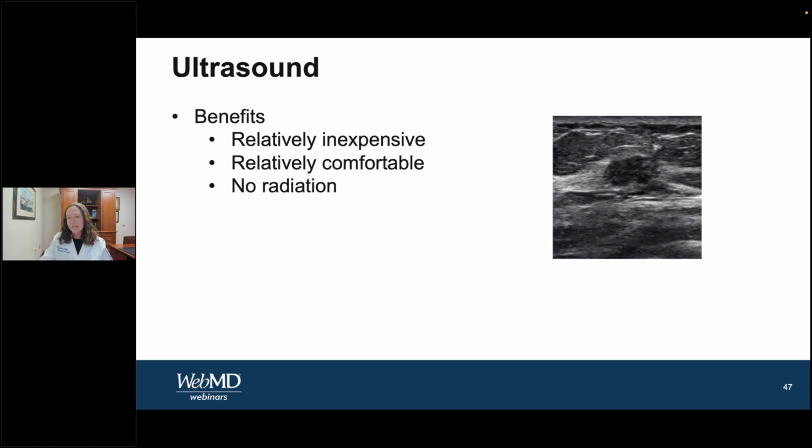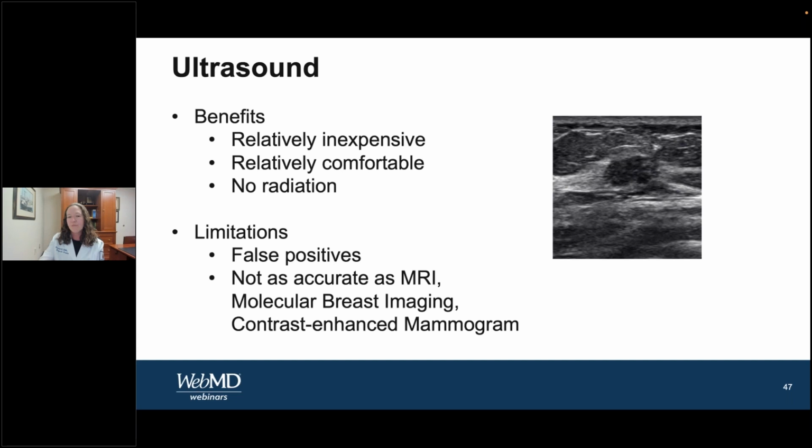It's relatively inexpensive, again, compared to some of the screening methods that I'm going to talk about next. It's relatively comfortable for patients compared to some of the other methods. They're just kind of lying on a cot while the technologist scans over their skin with the probe. And it doesn't involve any radiation at all, so some people like that.